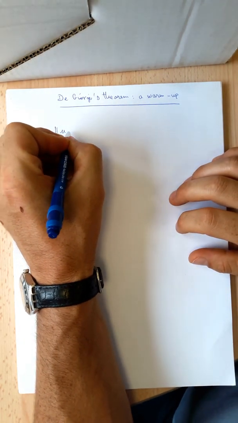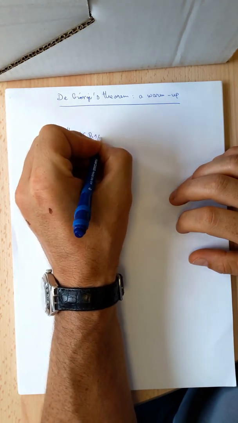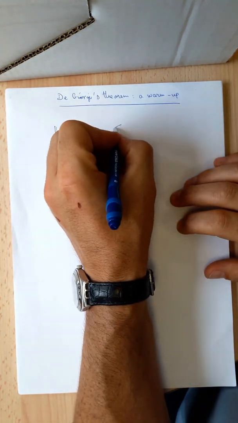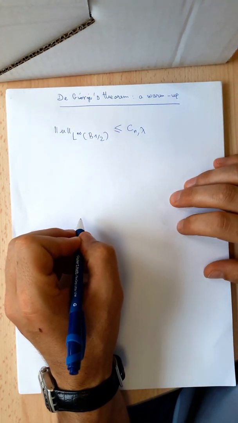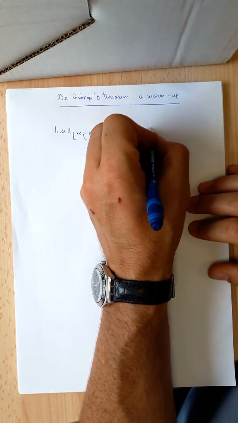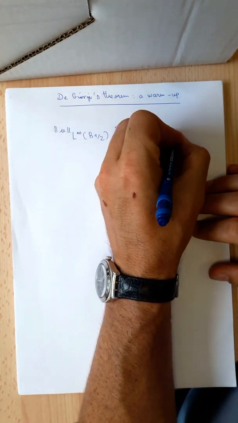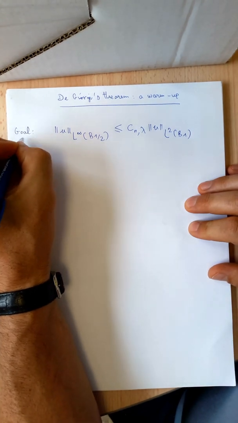The first step in the proof of De Giorgi's theorem consists in proving the following estimate: if you have a solution u inside the ball of radius 1, then its L infinity norm in the ball of size 1/2 is controlled by a constant depending on dimension and lambda only, times the L2 norm of u in the ball of radius 1. So this is our goal.